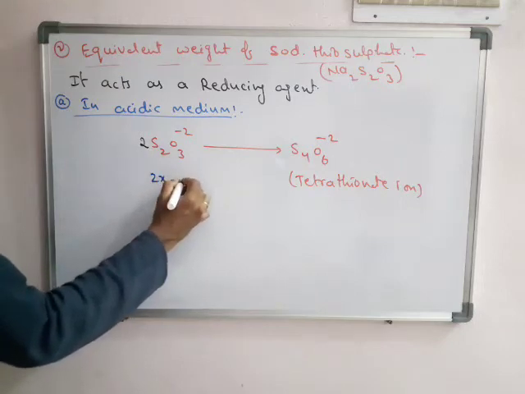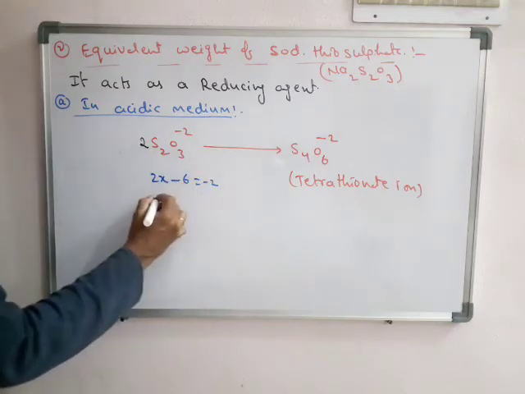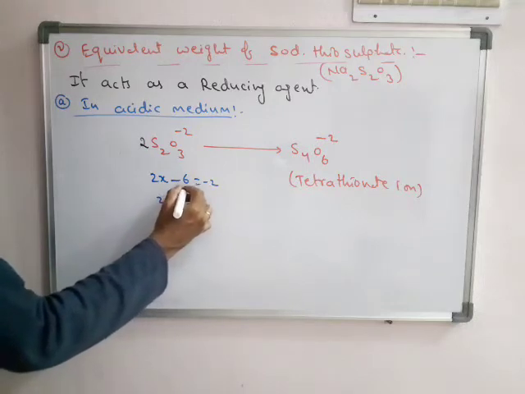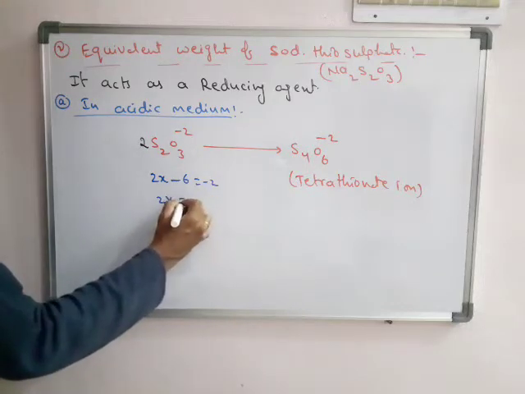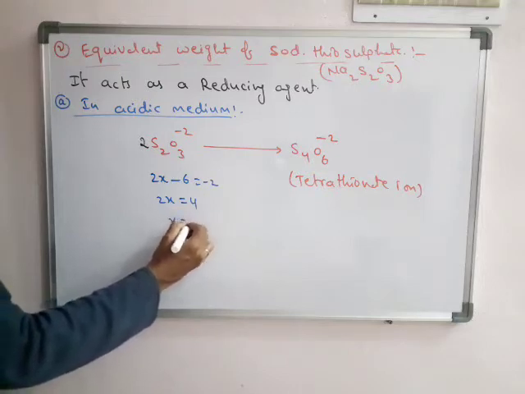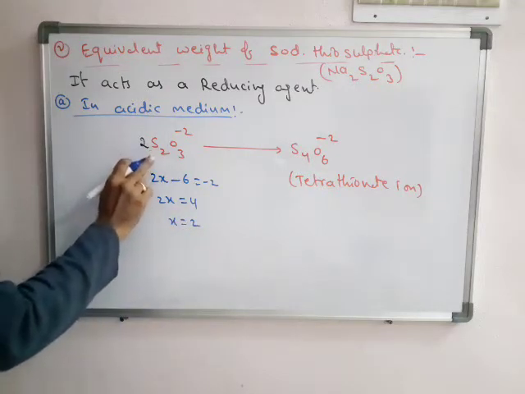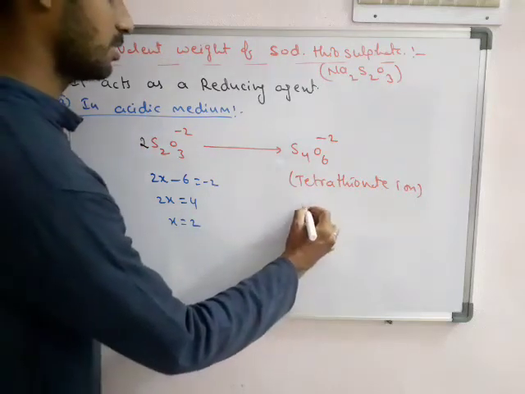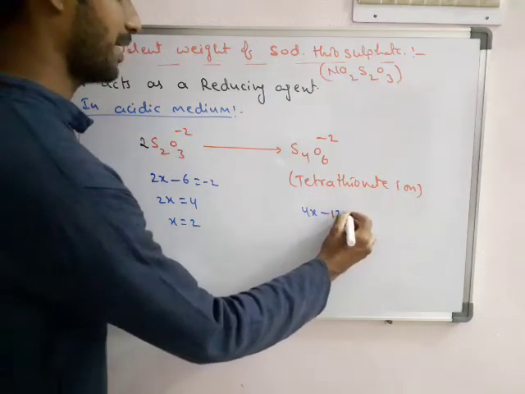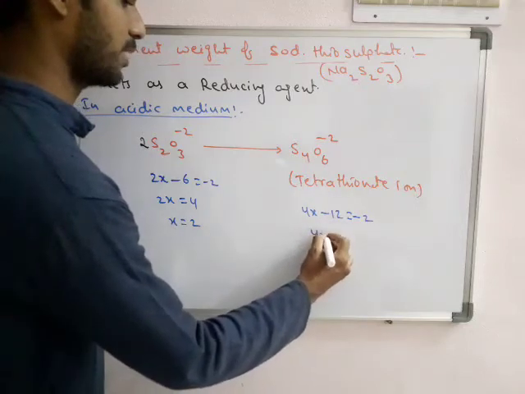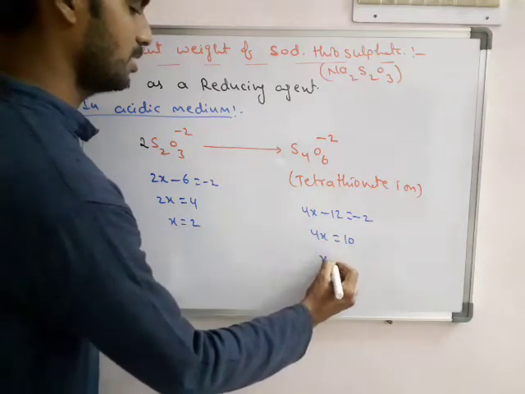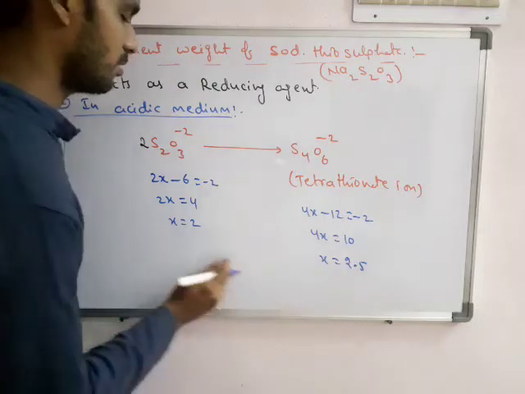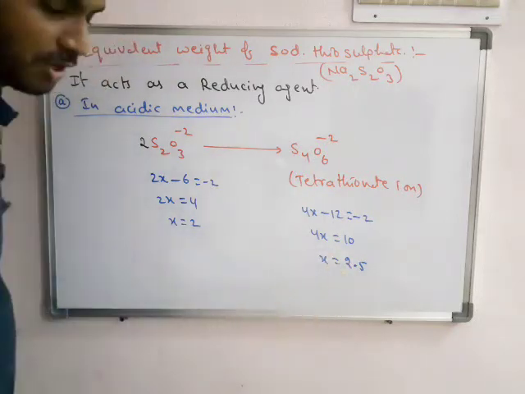So 2x minus 6 equals minus 2, so plus 6 becomes plus 4. So x equals 2, which means each sulfur has a plus 2 oxidation number. So in S4O6, 4x minus 12 equals, then 4x equals 10. So x equals 2.5, which means the 4 sulfurs have 2.5 oxidation number.